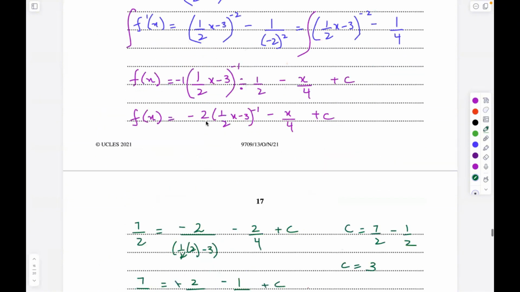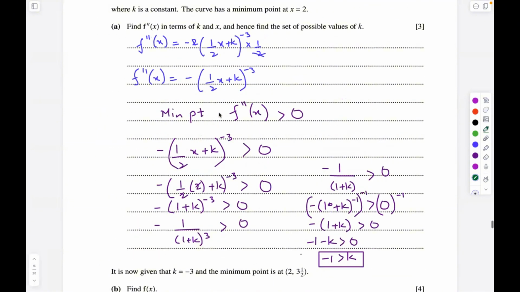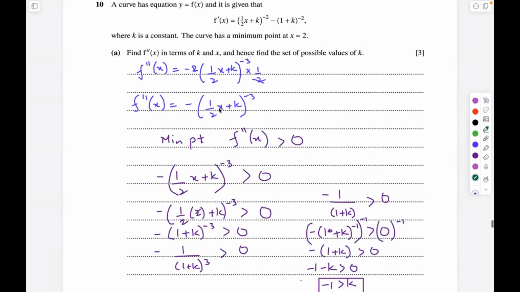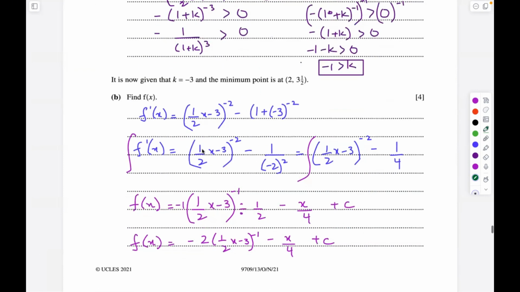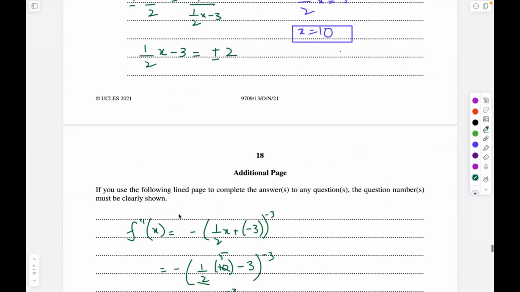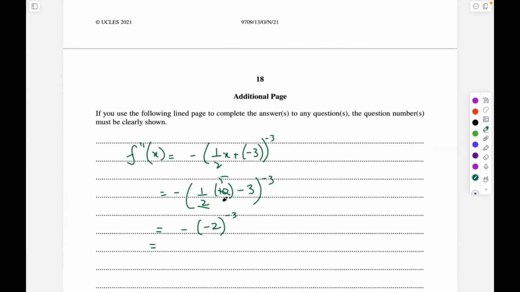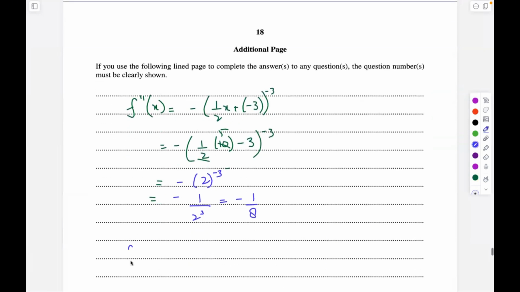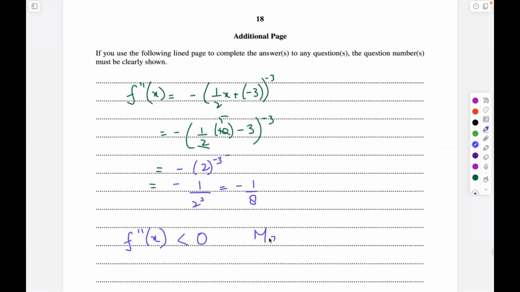Just for confirmation, just checking, it was half x plus k to the power minus 3. This will become half x minus k. The k value was minus 3. So this will become half x minus 3. We'll get 5 minus 3, okay, so 5 minus 3 is a plus 2, not a minus 2. So this will become minus 2 to the power minus 3. 2 to the power minus 3 is 1 upon 2 cube, which is a minus 1 upon 8. Now, as f double derivative of x is less than 0, or it is a negative, it means that it will be a maximum point.